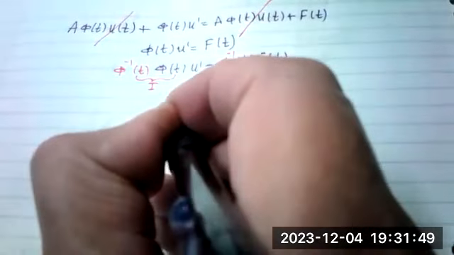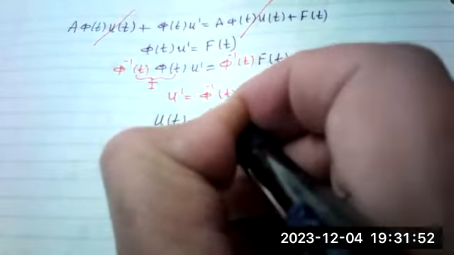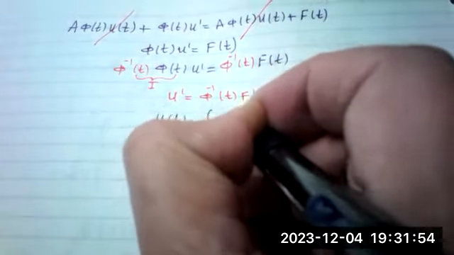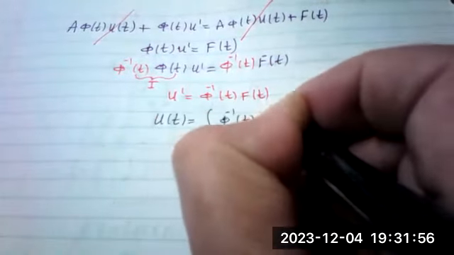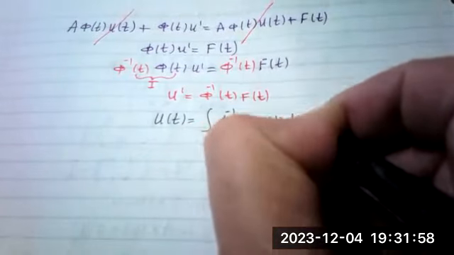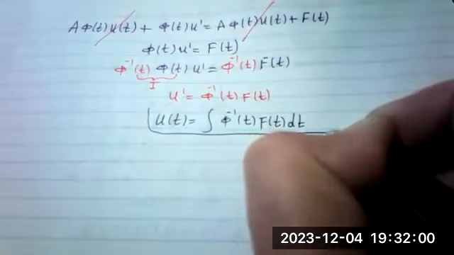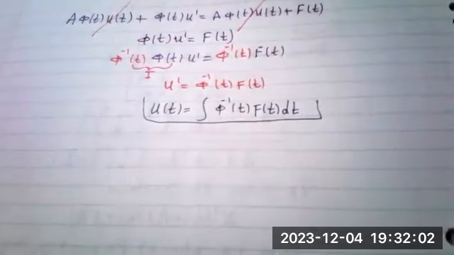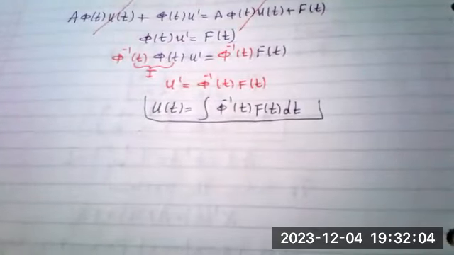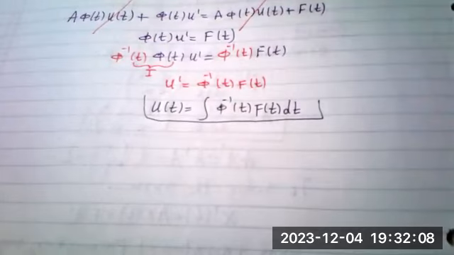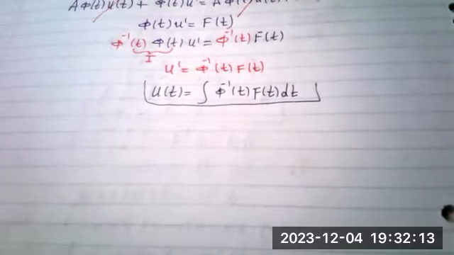U of t is equal to what? The integral of phi inverse of t times f of t dt. That would give you the u function, the u1 and the u2 that you start writing down for the variation of the parameters. But remember, you are looking for the xp. So what was the suggestion for the xp?